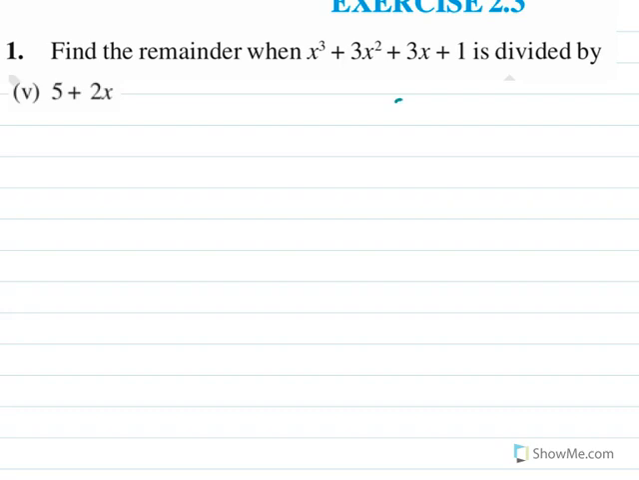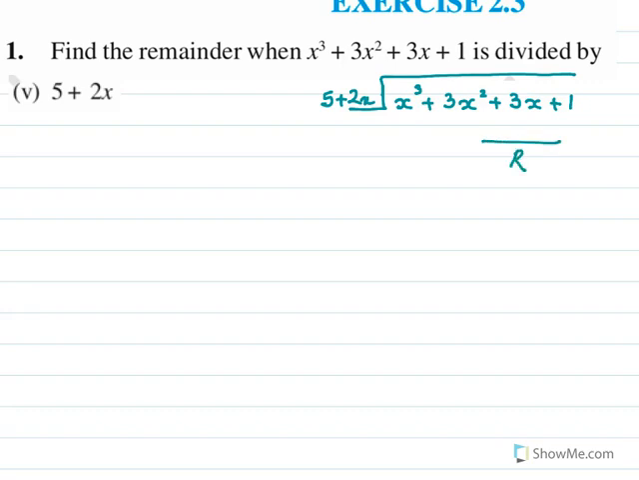Find the remainder when again x cube plus 3x square plus 3x plus 1 is divided by 5 plus 2x. We need to find the remainder, so we do the same process. We do 5 plus 2x is equal to 0. So 2x is minus 5, and x is equal to minus 5 by 2.